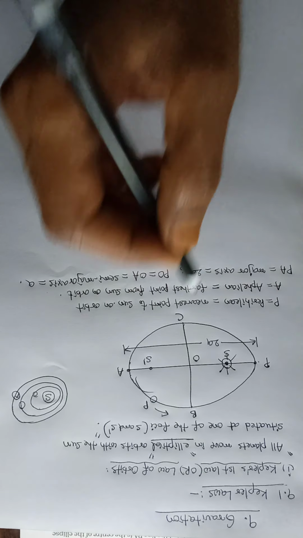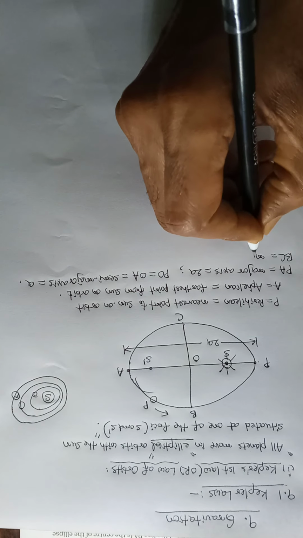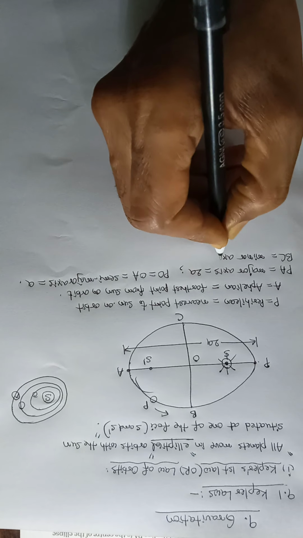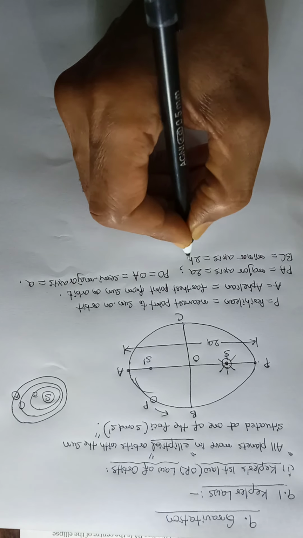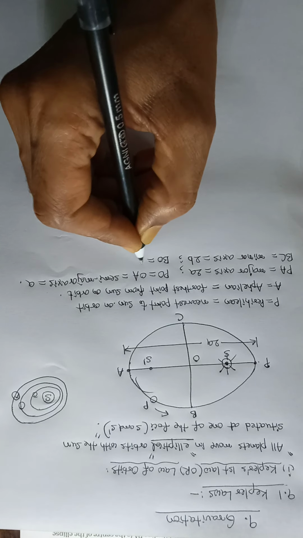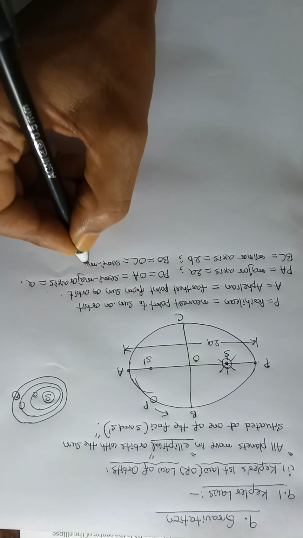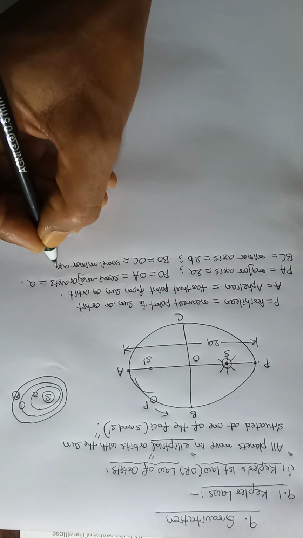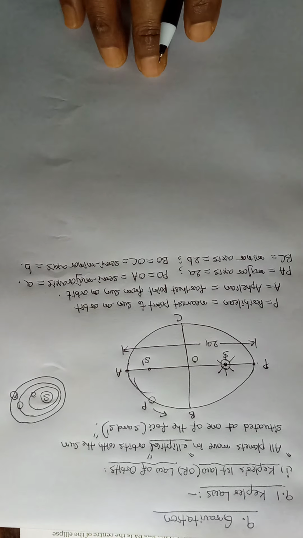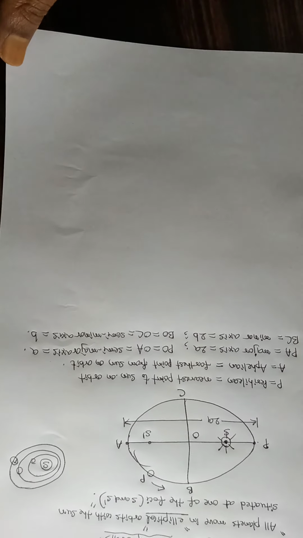Now next, BC. BC is called the minor axis. Its length is 2B, and half of this is called the semi-minor axis, and this is equal to B.